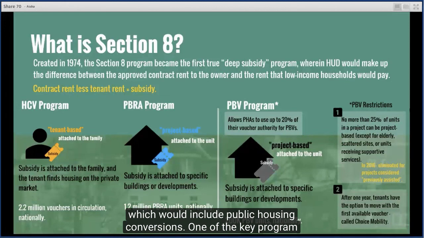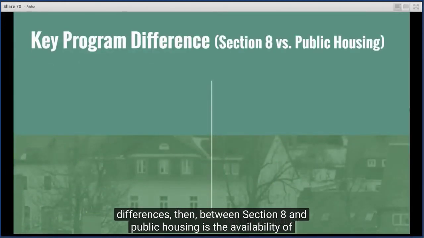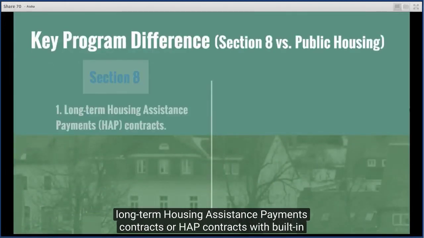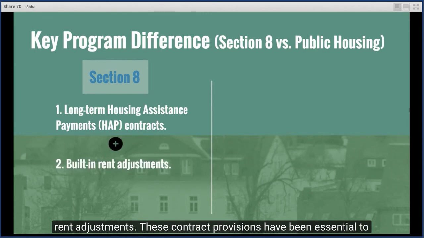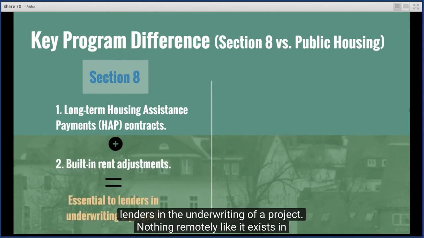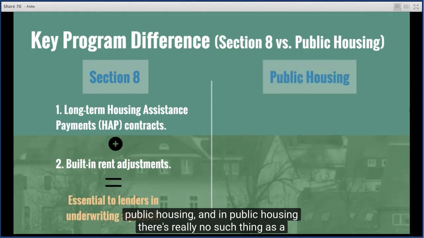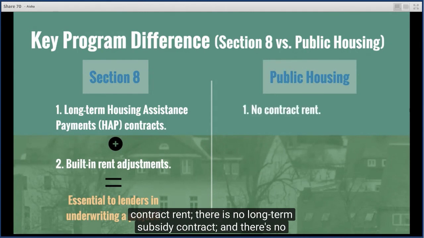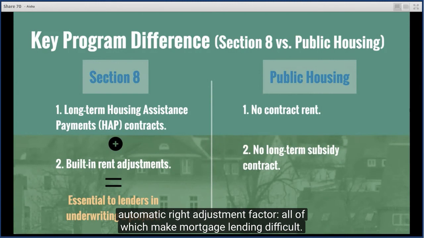One of the key program differences then between Section 8 and public housing is the availability of long-term housing assistance payments contracts, or HAP contracts, with built-in rent adjustments. These contract provisions have been essential to lenders in the underwriting of a project. Nothing remotely like it exists in public housing. In public housing, there's really no such thing as a contract rent. There is no long-term subsidy contract, and there's no automatic rent adjustment factor, all of which make mortgage lending difficult.